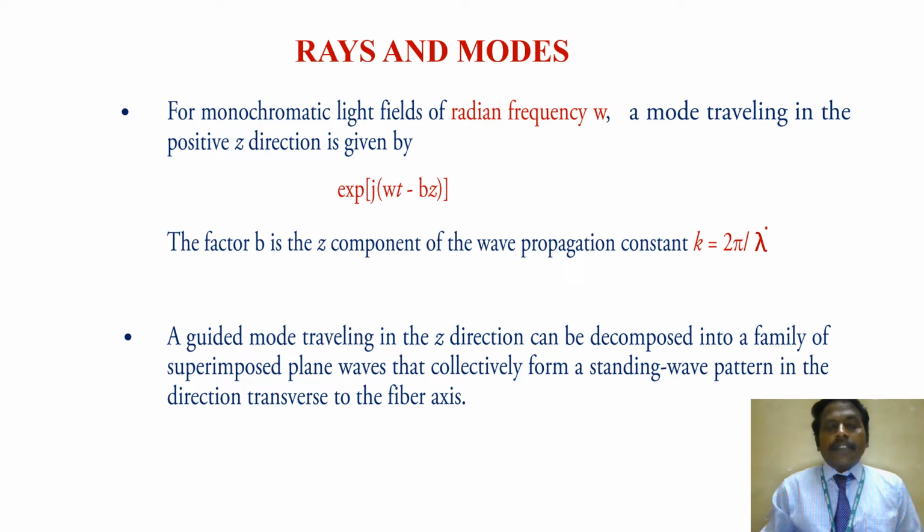The factor beta is the z component of the wave propagation, given by a constant k equal to 2 pi by lambda. So a guided mode traveling in the z direction can be decomposed into a family of superimposed plane waves that collectively form a standing wave pattern in the direction transverse to the fiber axis.